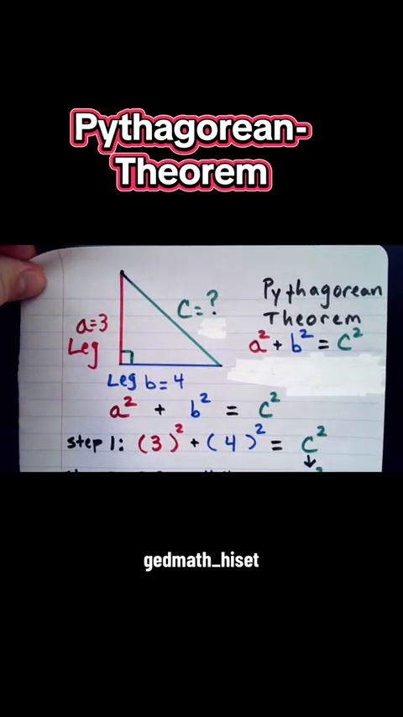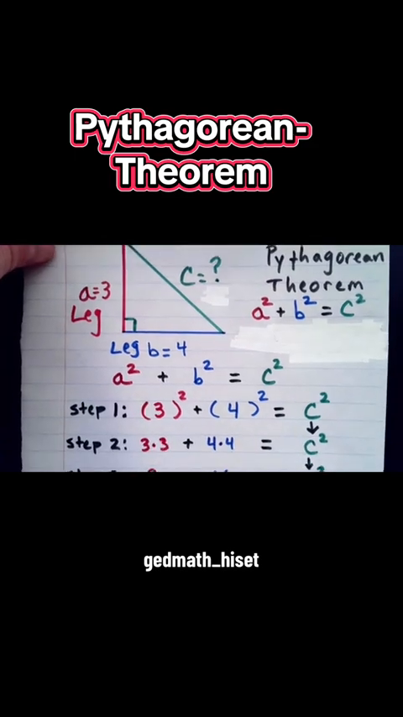And by the way, in order to get the value of c, we have to free up the term c from this power of 2 by doing the opposite, which is the square root. That'll come a little bit later, towards steps 5 and 6. So again, first step, substitute those values.